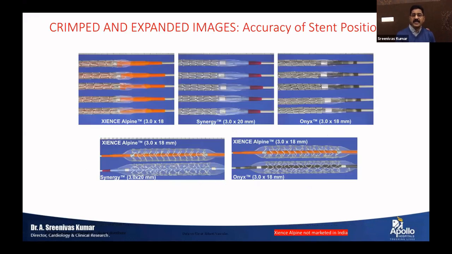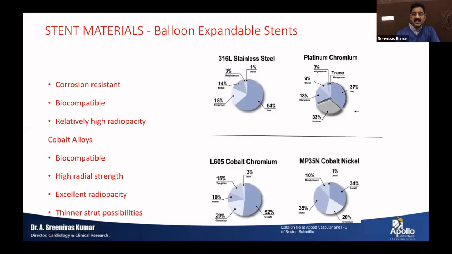Then crimped and expanded images, again, what it is trying to show is once it is crimped versus expanded, the stent should not get shortened, and the markers and this should be the same. So by and large, most of these things achieved that because of improvement of technology. Dealing with most of the US FDA approved stents, not much discussing the Indian type of stents, touching upon some of the newer versions of the stents which came in India, which we'll deal later. But most of this discussion is around US FDA approved stents.